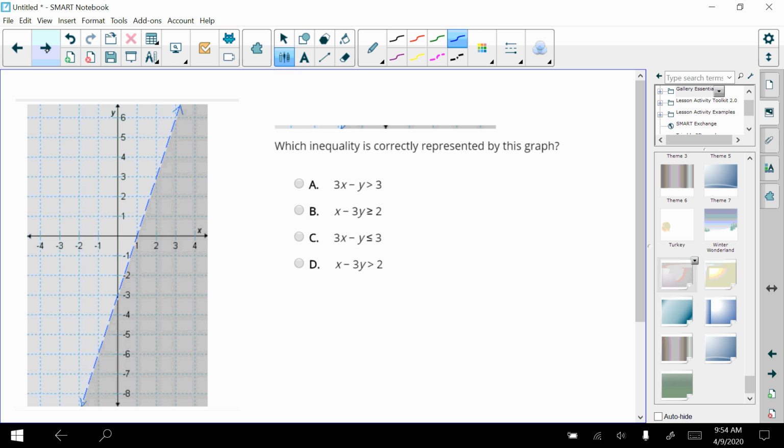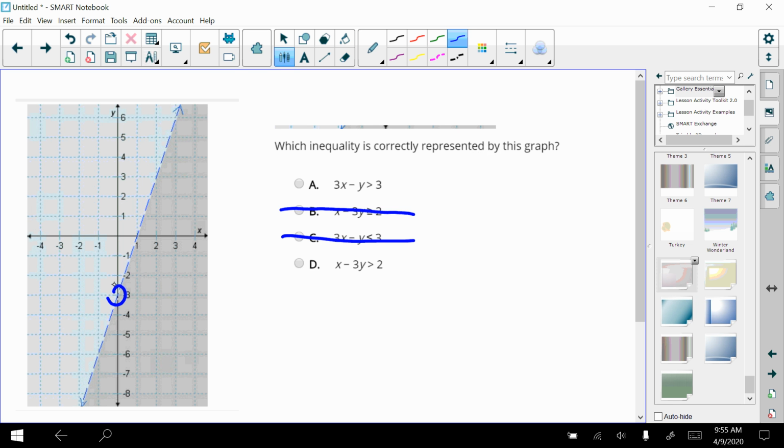Next question, which inequality is correctly represented by this graph? All right, we automatically know we're dealing with a dashed line. So anything with a solid line is out. So our answer is either A or D. Now, we need to find what that y-intercept is. If we know what the y-intercept is, life is easy.